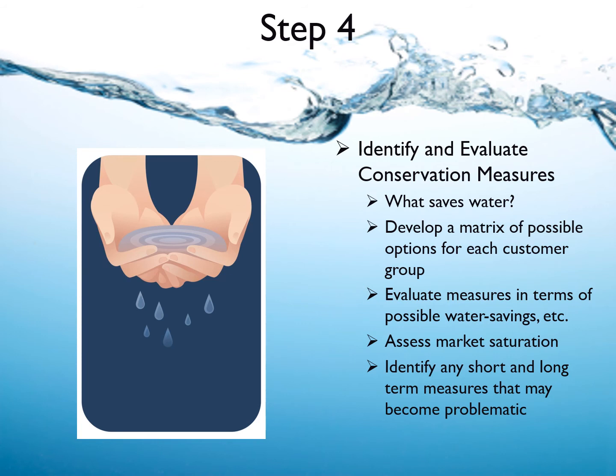So you do at some point want to identify and evaluate your conservation measures, like what really saves water. For example, is it turf replacement? Is it toilet replacement? Is it events, education at events? You can make a matrix in Excel and kind of make your options up. You can do a grading scale. So you can evaluate these measures in terms of possible water savings.